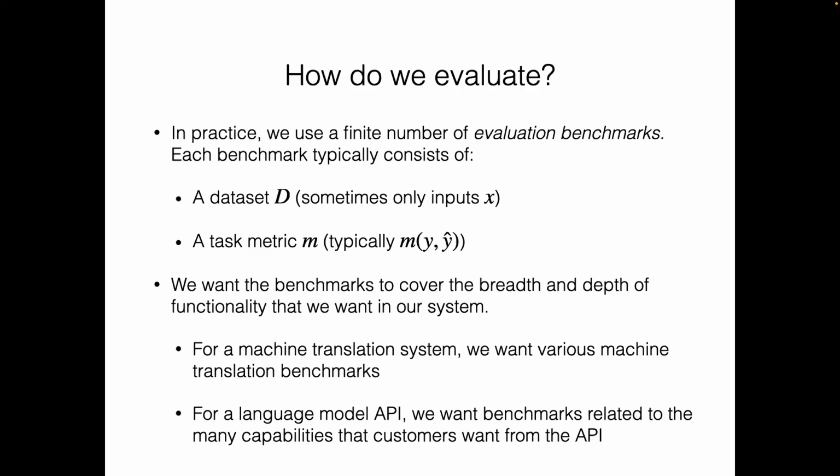And even with machine translation, you have to ask, what are the different metrics? You might want to translate well, but you also might want the system to be very fast, right? So there's actually multiple different metrics you could have, even for a very well-defined task.